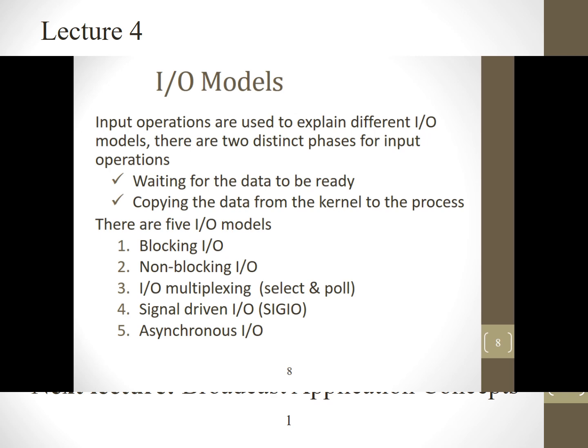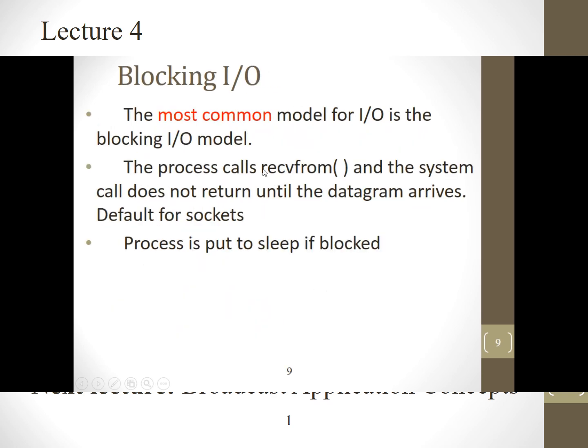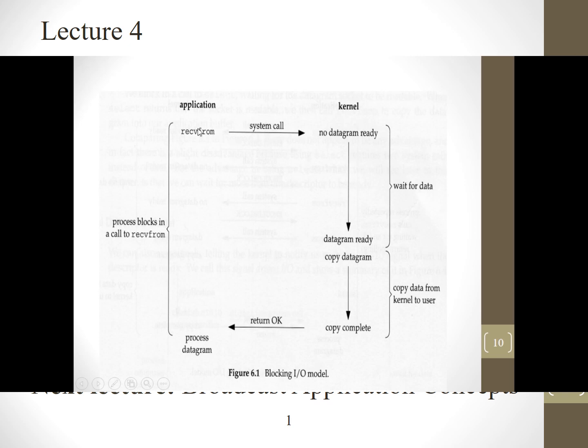So the purpose is again what? We want the application to send a system call and copy the datagram from the kernel back to the application. As I said, the process calls the receive from system call. This is sent to the kernel. But when it reaches the kernel side, it says, oh, the datagram is not ready. No datagram ready. There is nothing to copy. So what happens? We keep on waiting for the data. How long do we wait? We wait until the datagram is ready.